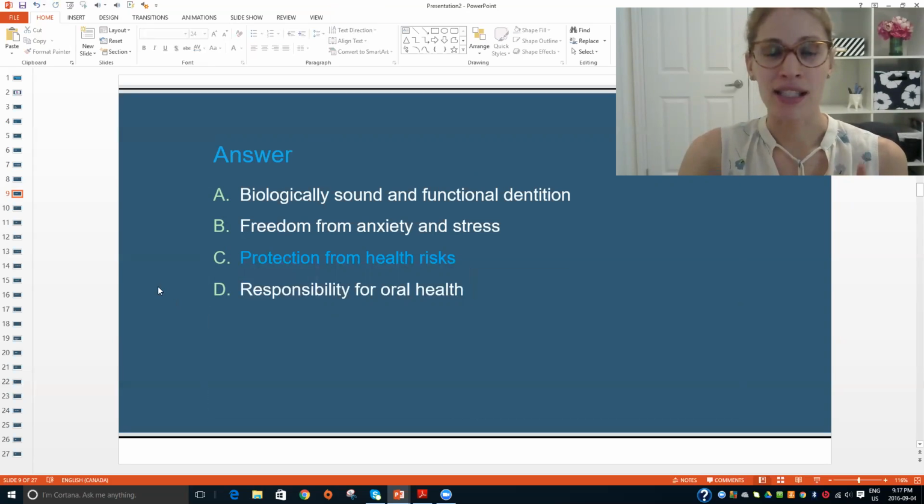So the best answer is C, protection from health risks, because that's not healthy. Heavy drinking isn't healthy for you. It's not good for the mouth either, but the best answer is C. Now, is anybody confused about that? Because this was a tricky one. If you are confused, please stop me and let me know.